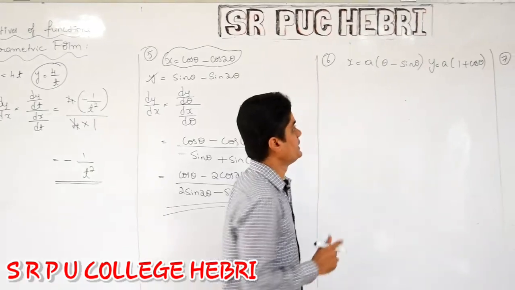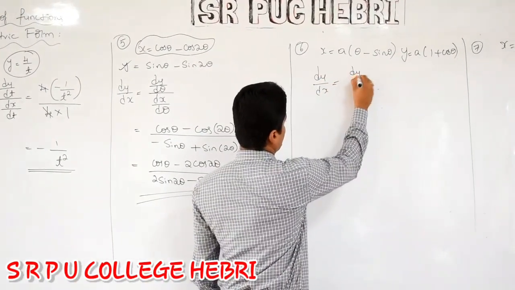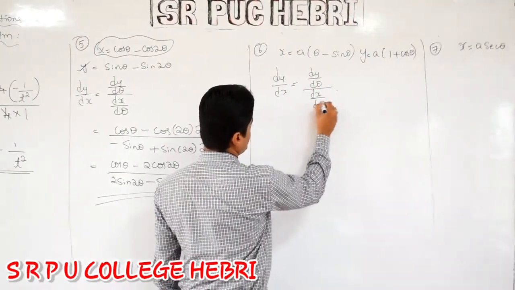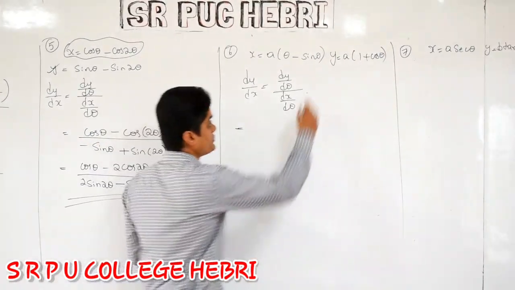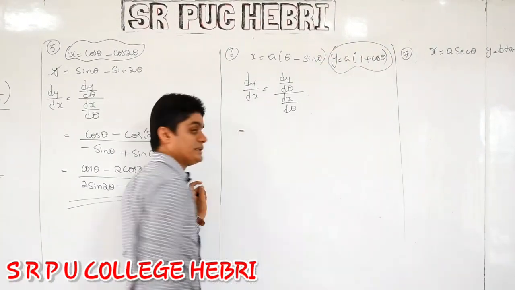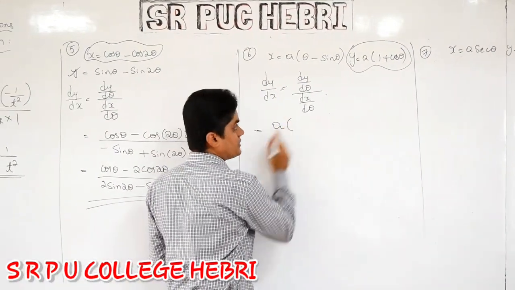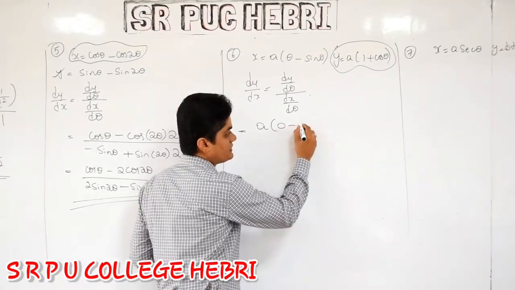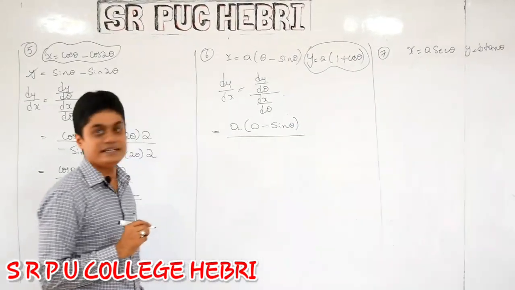Next question. Yeah, what is the formula? dy by dx is equal to dy by d theta divided by dx by d theta. Tell me what is dy by d theta? What is y here? a into 1 plus cos theta. a is a constant, remember, so it will come as it is. What is the differentiation of 1? 0. Differentiation of cos theta, you know, is minus sin theta, divided by dx by d theta.